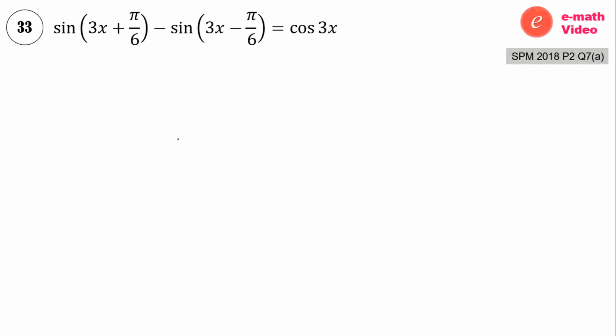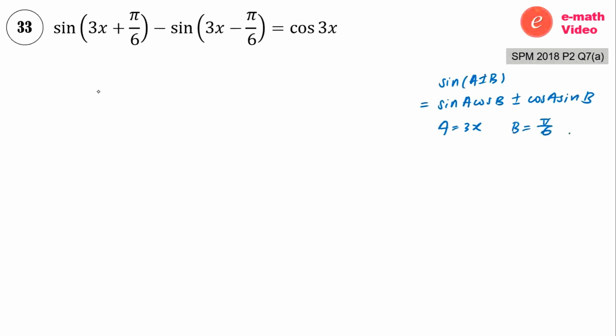33. This is also very similar, right? So we use the addition formula for sine. Sine a plus minus b equals sine a cos b plus minus cos a sine b. In this case, our a is 3x and our b is pi over 6.